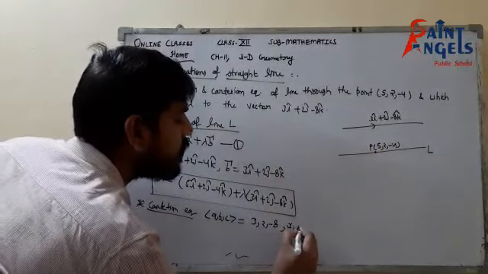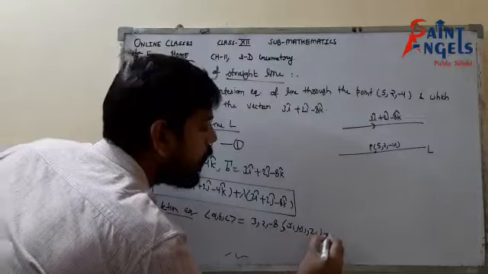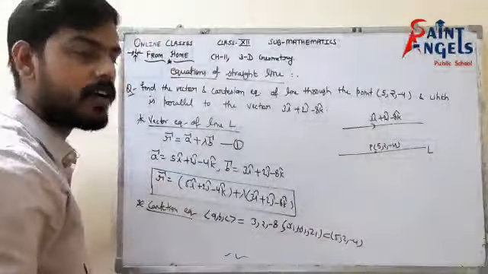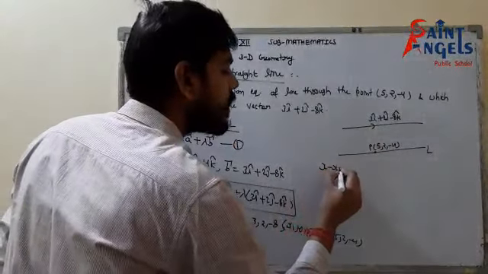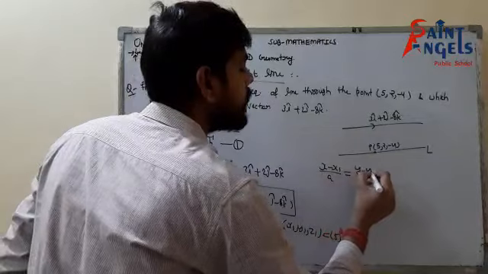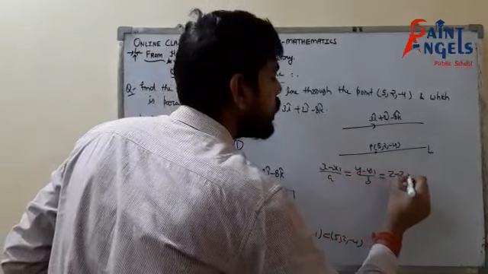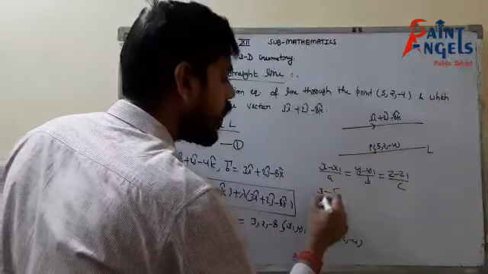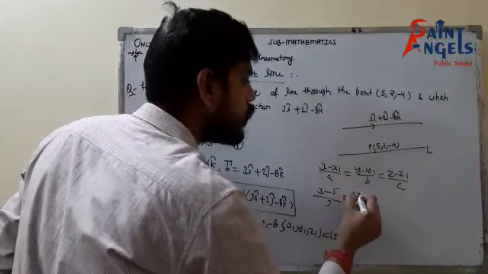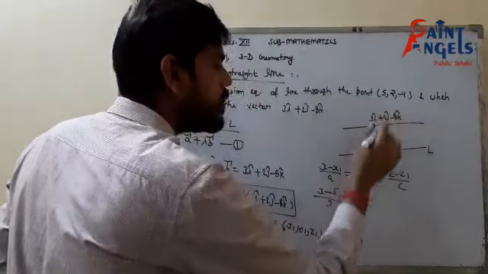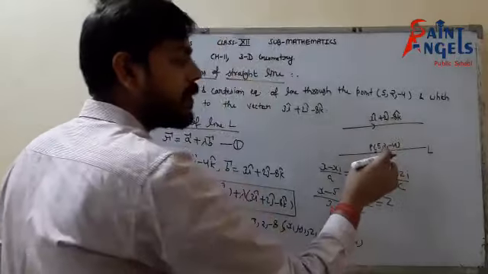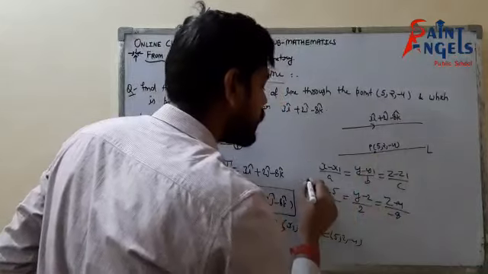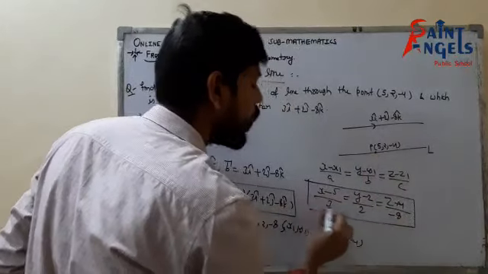And the values of x1, y1 and z1, the point through which the line is passing, are 5, 2, minus 4. So we know the formula of the Cartesian form of a line: x minus x1 upon a equals y minus y1 upon b equals z minus z1 upon c. So now just simply put the values. So x minus 5 upon 3 equals y minus 2 upon 2 equals z plus 4 upon minus 8. So this is the required equation of the line.